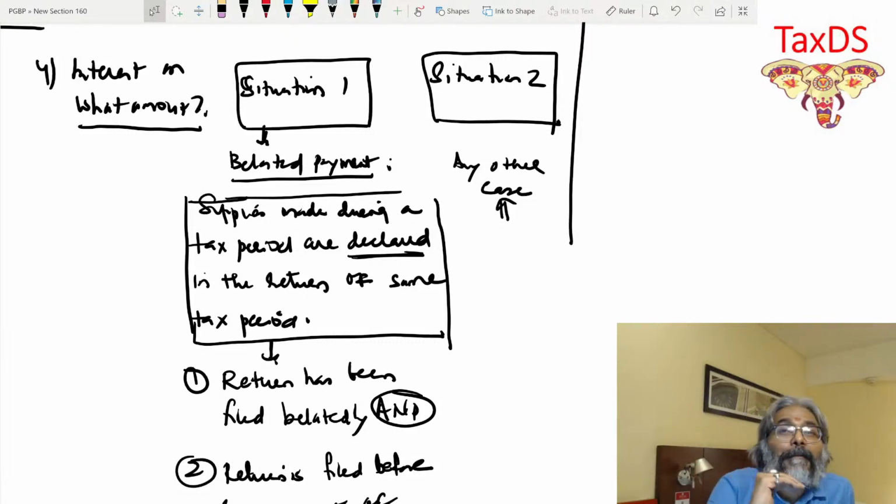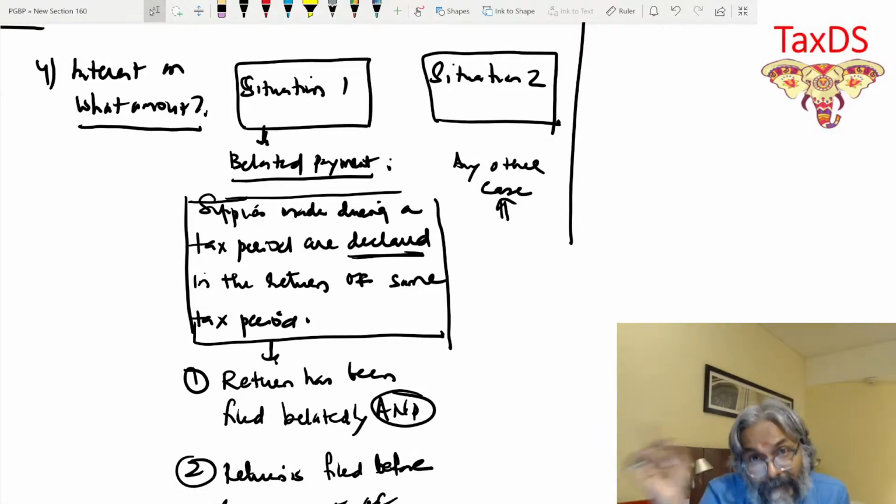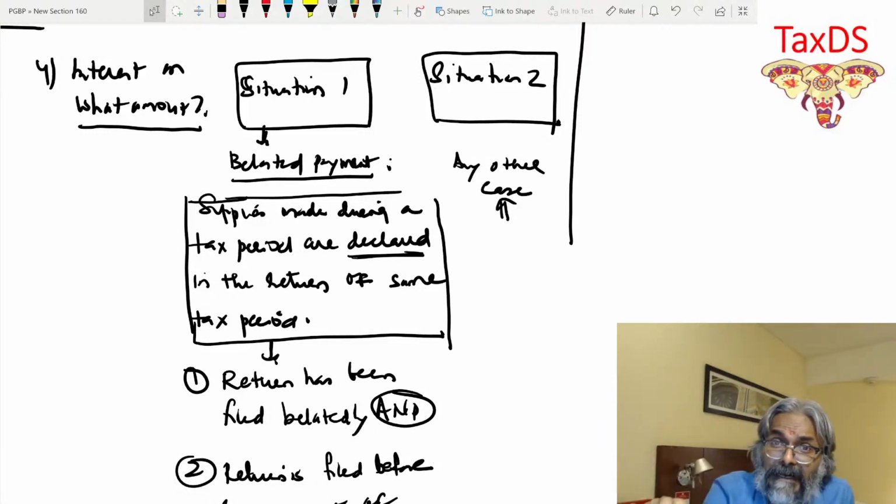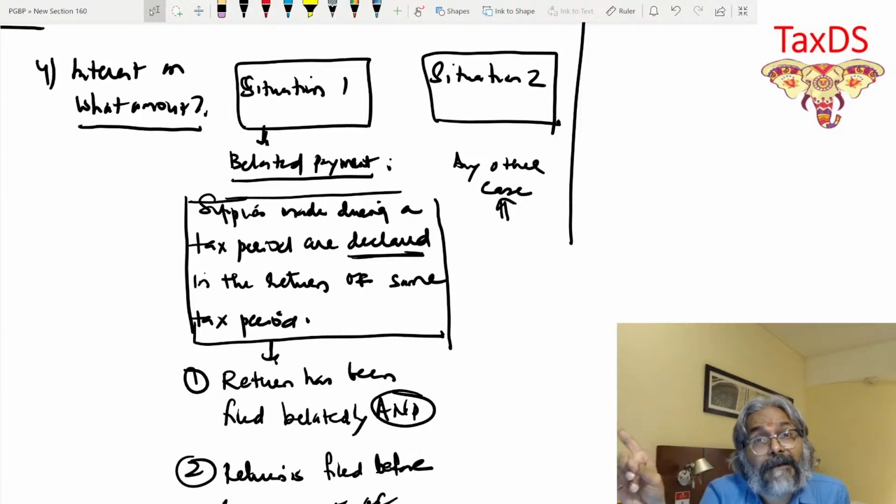For situation number 1 to apply, students, there are 2 main conditions. Condition number 1 is that you have filed the return, but after the due date, and the return has been filed for that entire tax period. In my example it is July. For the entire July month, whatever supply has taken place, you have filed the return, not on 20th of August but after that. Which means the department has not given you any notice up till the date when the return was filed.